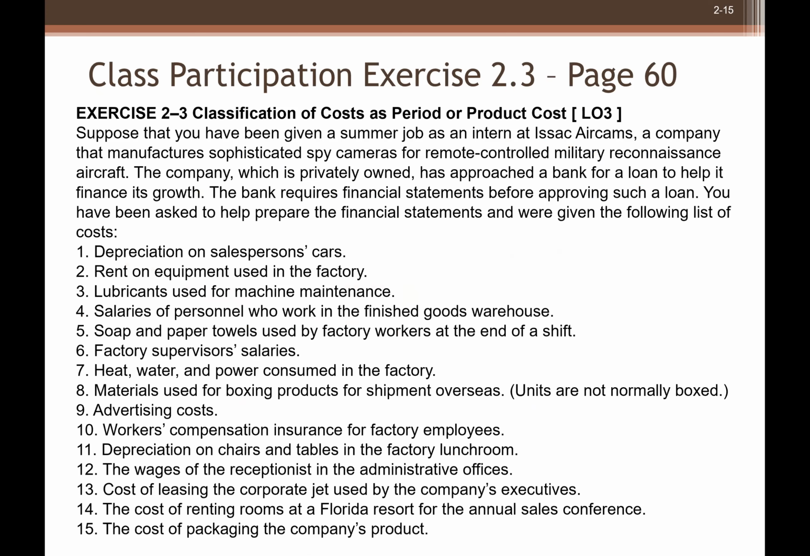Suppose that you have been given a summer job as an intern at Isaac Aircams, a company that manufactures sophisticated spy cameras for remote controlled military aircraft. The company, which is privately owned, has approached a bank for a loan. The bank requires financial statements before approving such a loan. You have been asked to prepare the financial statements and were given the following list. The requirement is to find out whether each item is a period cost or a product cost, right?